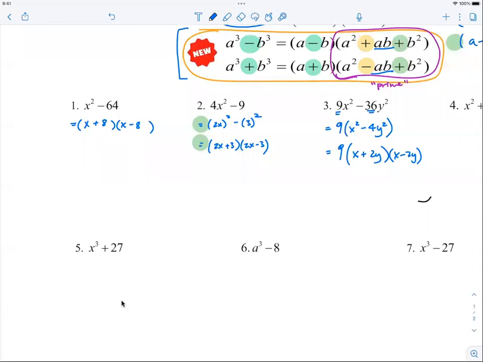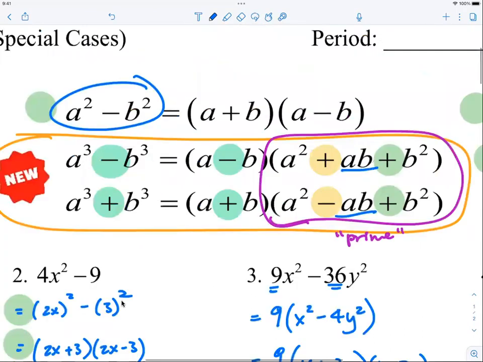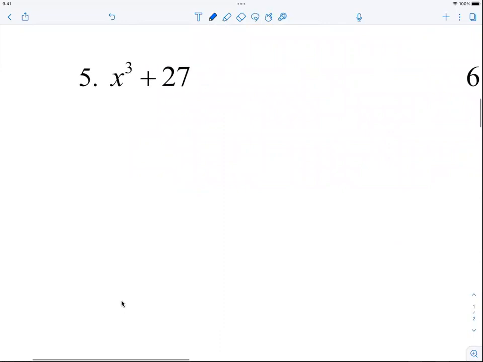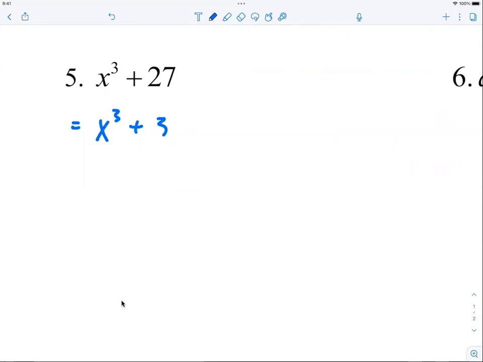All right, so now let's move on to the perfect cubes. Okay, now I'm going to zoom into question number 5, and you are more than happy to reference what we see here at the top. Okay, so right here, number 5, as a starter, this is a perfect cube. This is x cubed plus 3 cubed. So first, just to acknowledge that it is a perfect cube, and therefore you can now factor it out.